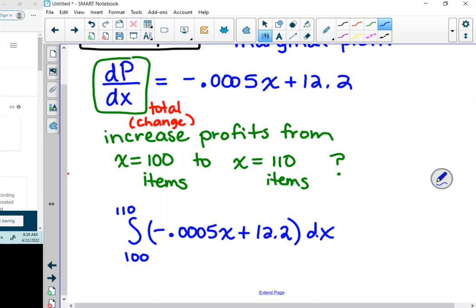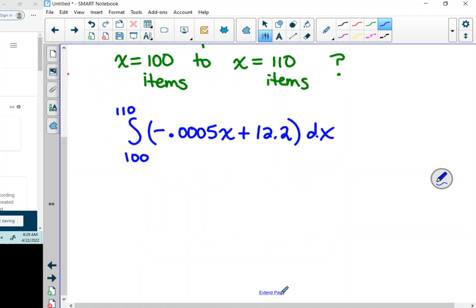That will tell me the change in profits. It's not going to tell me exactly what the profits were at 100, or exactly what the profits were at 110, but it'll give me enough information so that I can tell how much it changed or how much it increased. All right, so go ahead and try that. Now that we've got the setup, you're like, yawn, fundamental theorem. Let's see what you get.